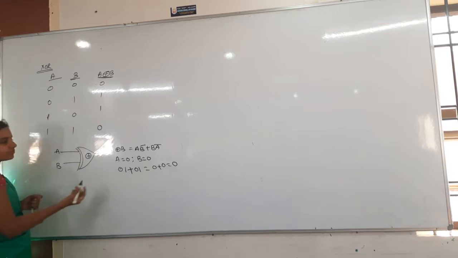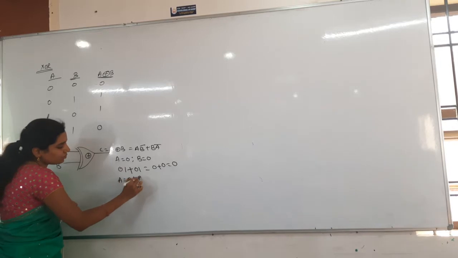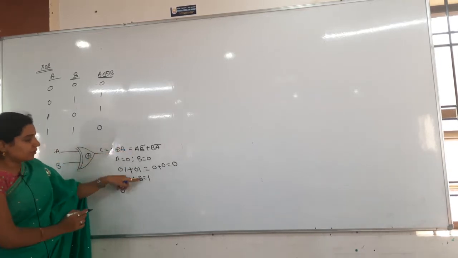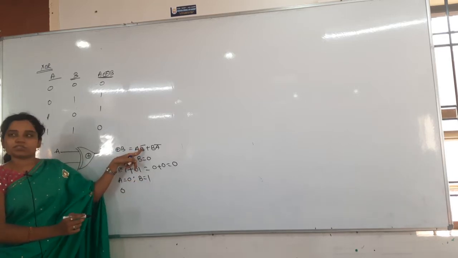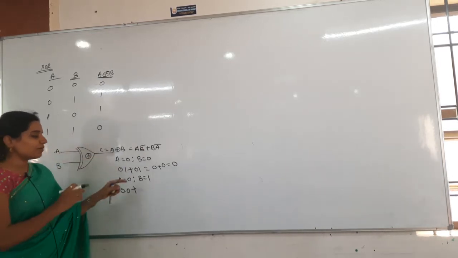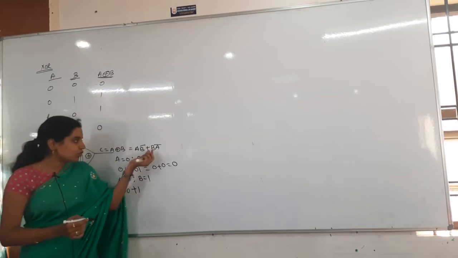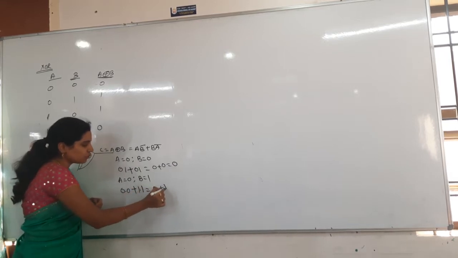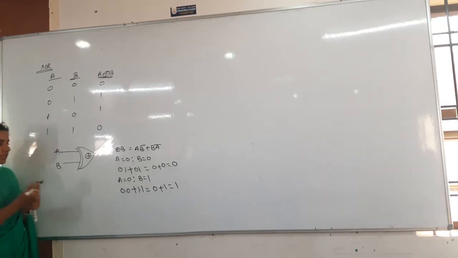Then the next input: A is 0, B is 1. A is 0. B bar: B is 1, 1 bar is 0. So 0, plus the next term BA bar. B is 1. A bar: A is 0, 0 bar is 1 of course. So we got 1. This will be 0 plus 1 is 1. We got the correct answer here. Clear?